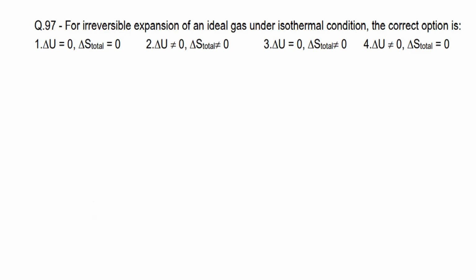At the same temperature, internal energy will remain the same, so delta U is the same. And for irreversible expansion, delta S, the other factor they have given, is not equal to 0, because there will be an increase in entropy in the reaction. So option 3 will be the correct answer. So option 3 for question number 97.